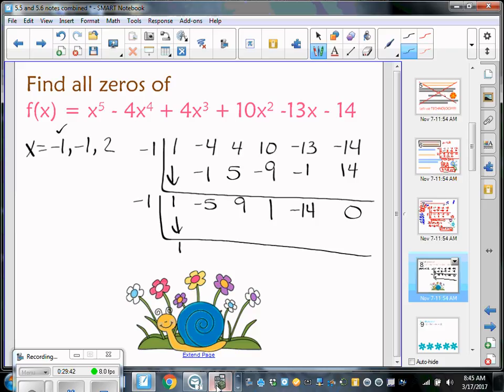All right, so here we go. I'm going to use the next -1. So multiply, add, multiply, add. I know, sorry. Multiply, add, multiply, add. Now here's my magic trick. You ready?